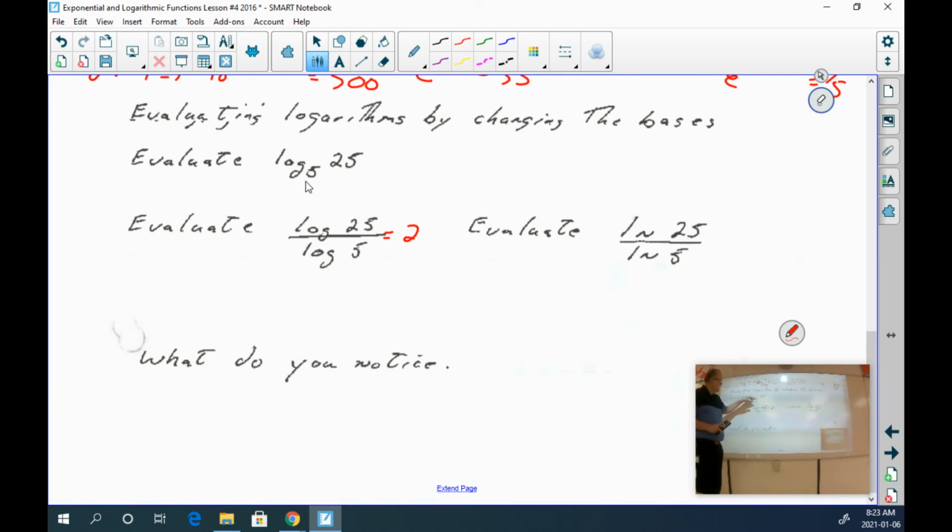Now, if we evaluate log base 5 of 25, the power of 5 that gets me to 25, we know that answer to be 2. Now, using the natural logs, we're going to do the exact same thing, and we're going to get the exact same answer, surprisingly enough. I know the answer to this. We notice that the answer is the same. Now, let's see if we can do this with one more.